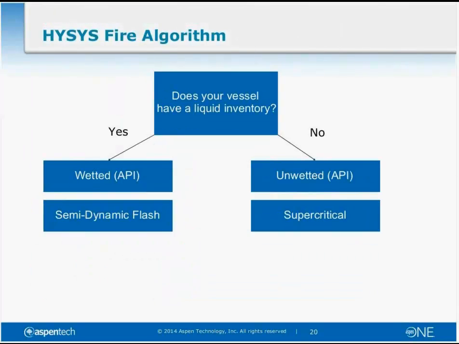So here's a HYSYS or Aspen Plus safety environment fire algorithm. First, it asks the question, does your vessel have a liquid inventory? This is based on the reference stream that you select. I selected something that represented 2 phases in my separator, so that went down the yes path. So I had the wetted API 521 method and the semi-dynamic flash options. If I had selected just a vapor stream, it would have only allowed me vapor methods, the unwetted API 521 calculation and the supercritical method, which is documented in a paper that I can send out if you're interested.